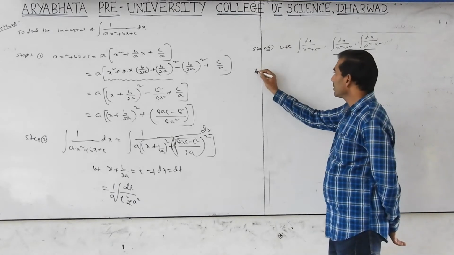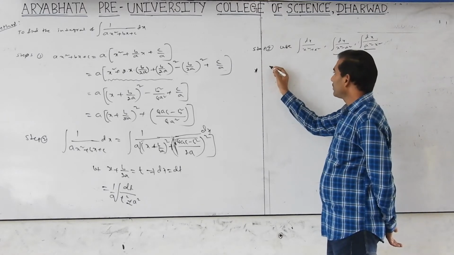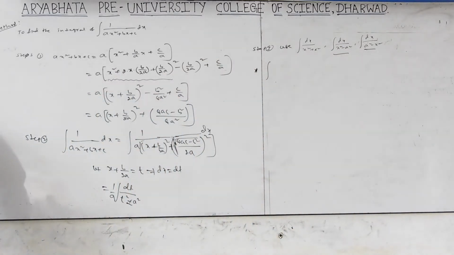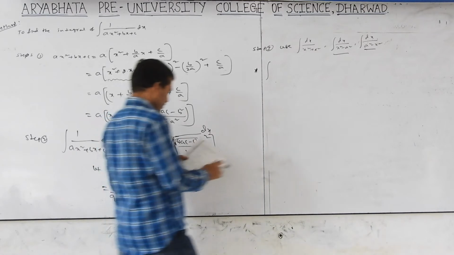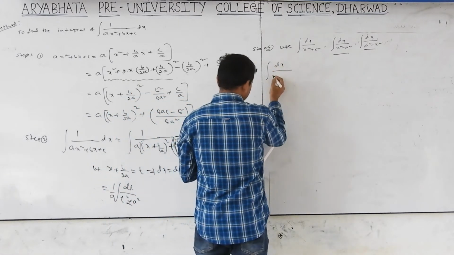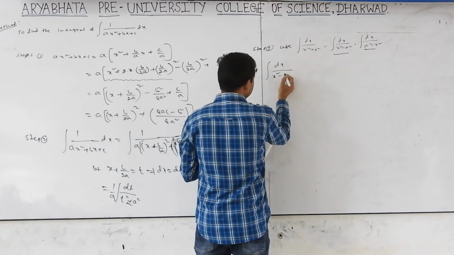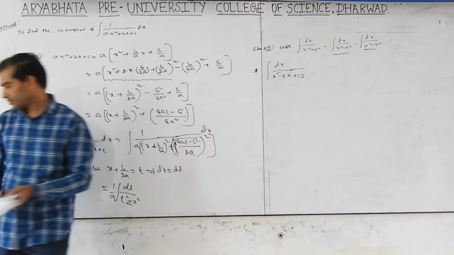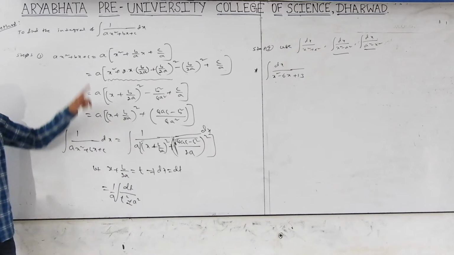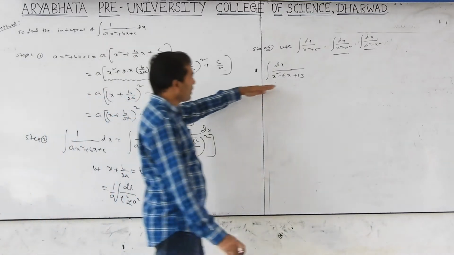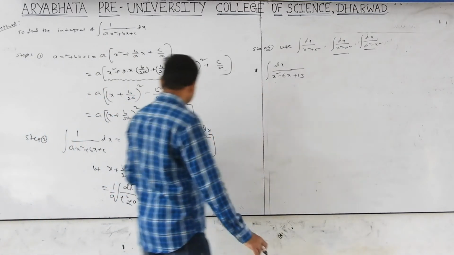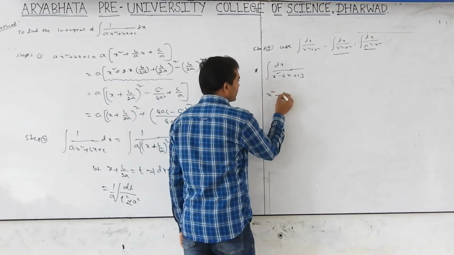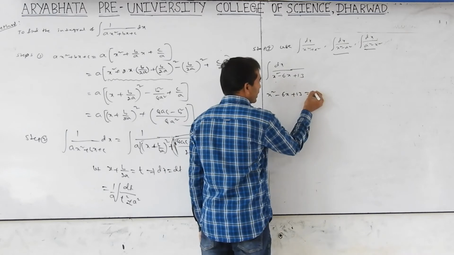Now, problem: integration of dx by x square minus 6x plus 13. Does it contain that formula? Yes. First we have to make it in the form of squares. So consider x square minus 6x plus 13. Can I write it like this?